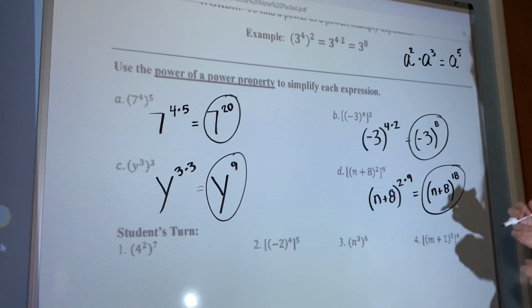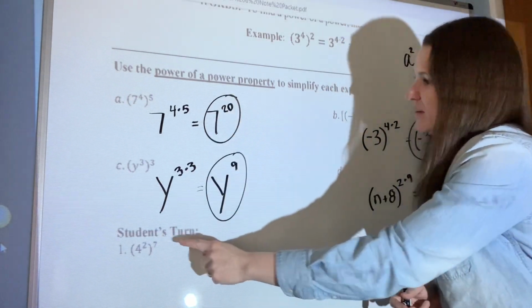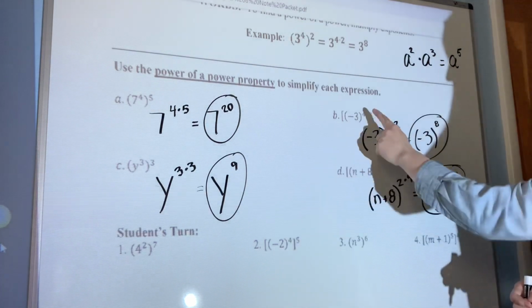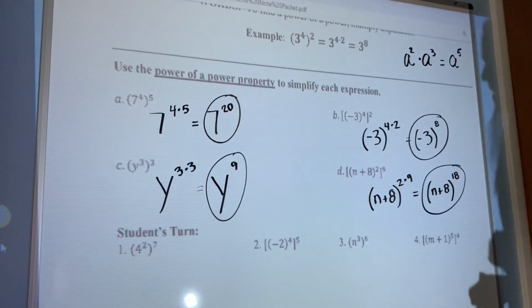There are 4 examples for you to try. If you match them up, you'll notice they're very similar to the ones above. So it should be very easy to follow along and try on your own.